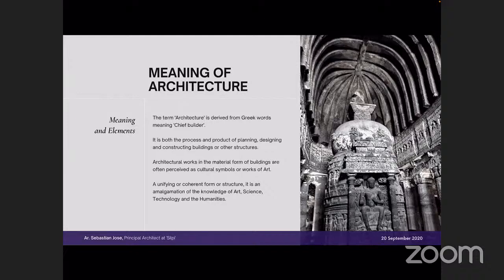What architects do is a process, and the process of design is very important, and we have an end product. So planning, designing, and constructing buildings or structures, where both the process and the product are very important. Architecture works in the material form of buildings are often perceived as cultural symbols or works of art. A unifying or coherent form of structure, it's an amalgamation of the knowledge of art, science, technology, and humanity. So basically, an architect is an all-rounder. He has to combine his creativity with the knowledge, with technological inputs, and also add the human element.